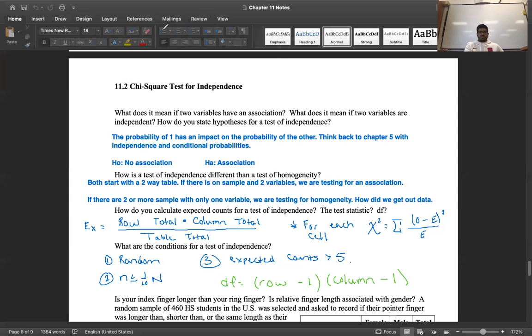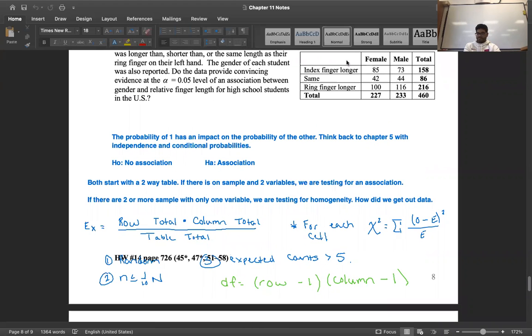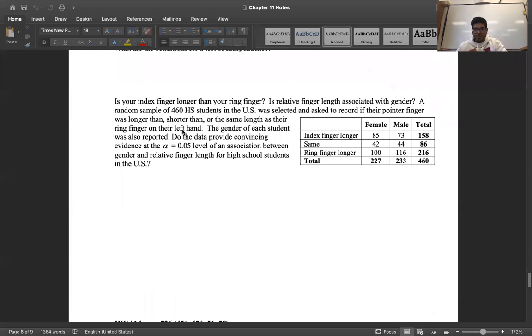Okay, so if you look at this first example, I want you to practice your H0 versus HA. I'll let you do that. Again, you're just testing for whether there is an association between these things, and then whether there is not an association between these things. The biggest thing I want to spend time on is how you calculate the expected counts. So I'm going to label these columns.